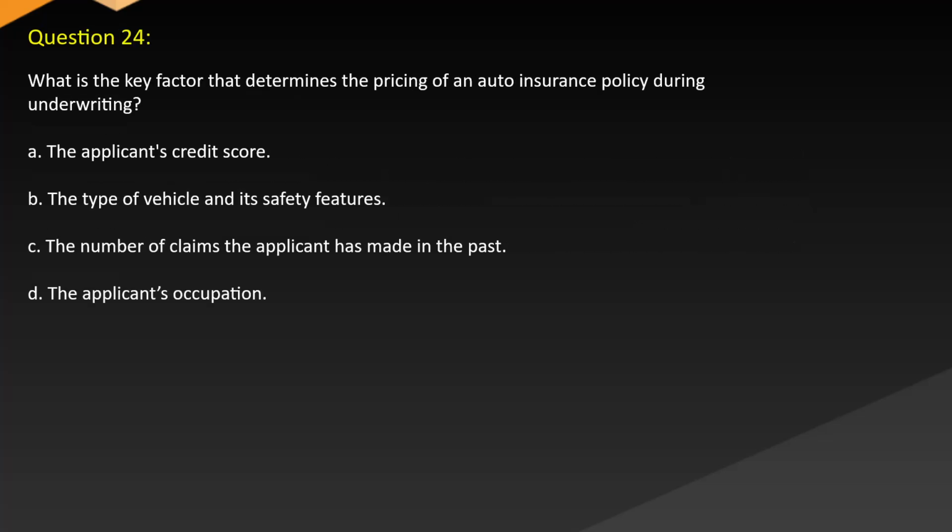Question 24. What is the key factor that determines the pricing of an auto insurance policy during underwriting? A. The applicant's credit score. B. The type of vehicle and its safety features. C. The number of claims the applicant has made in the past. D. The applicant's occupation.